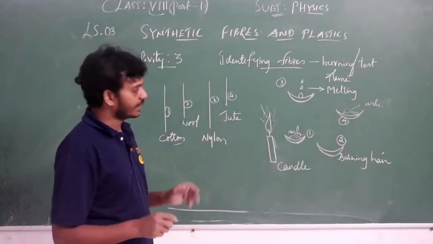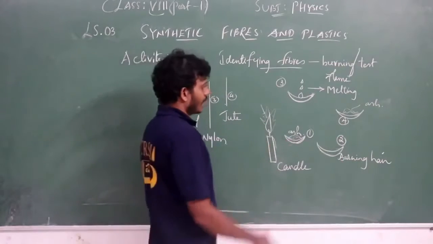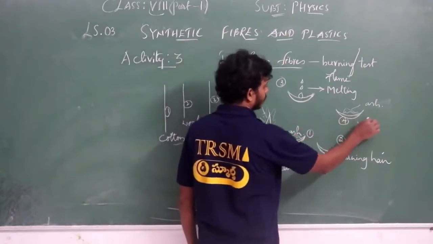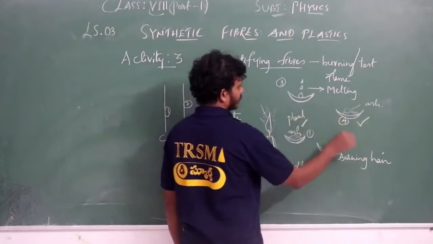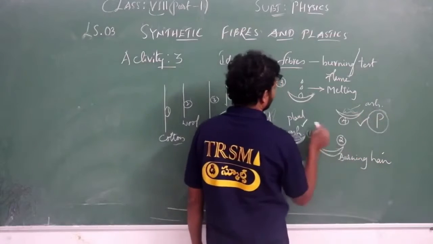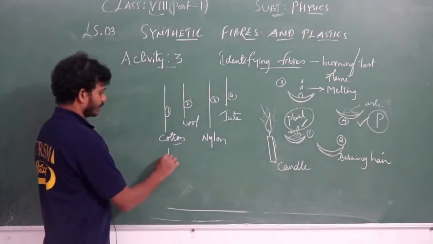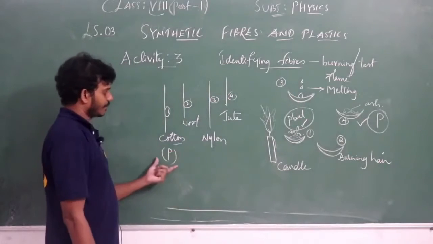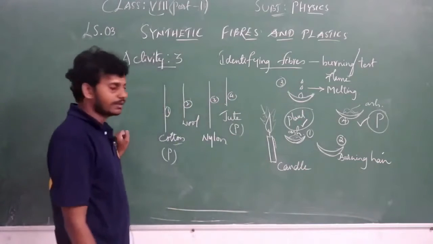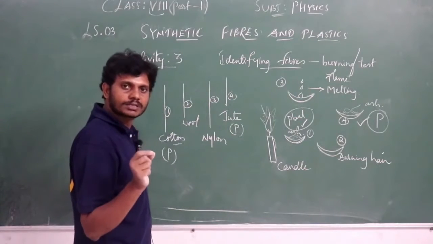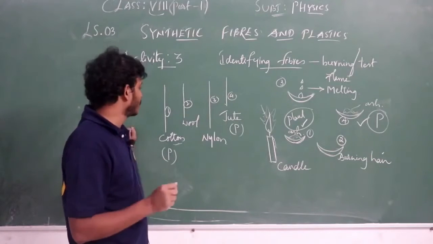Now tell me, can we guess which fiber it is? The first and fourth ones are plant fibers. How can I say it is a plant fiber? If it is a plant fiber, it produces ash. A powdery substance is produced. Remember that.